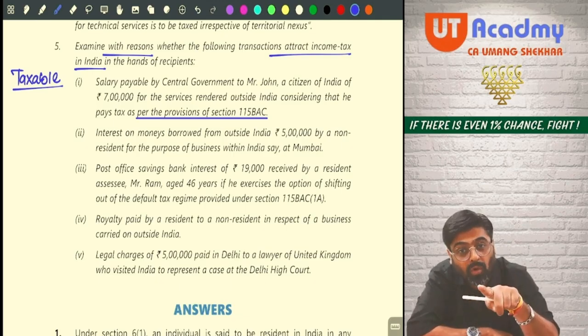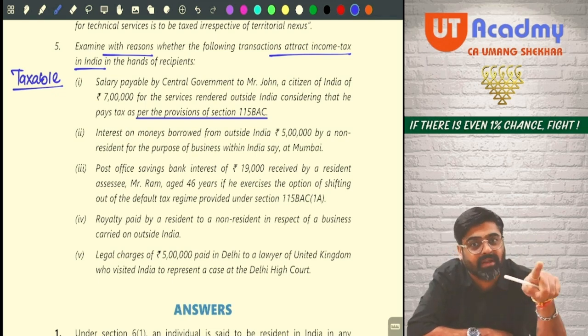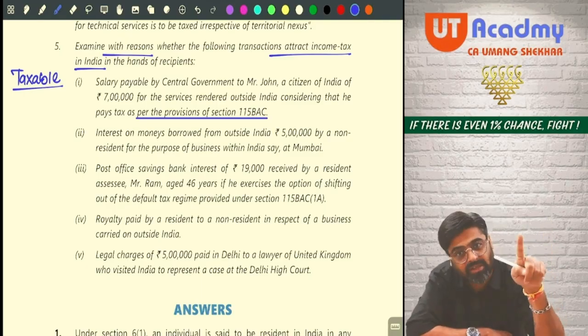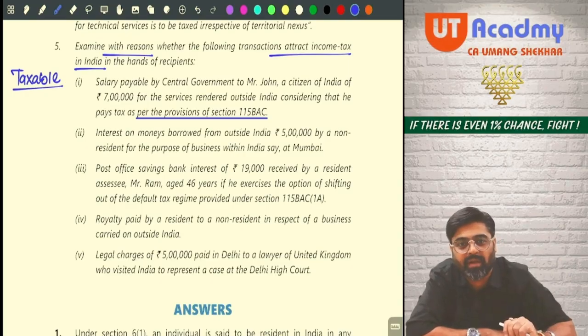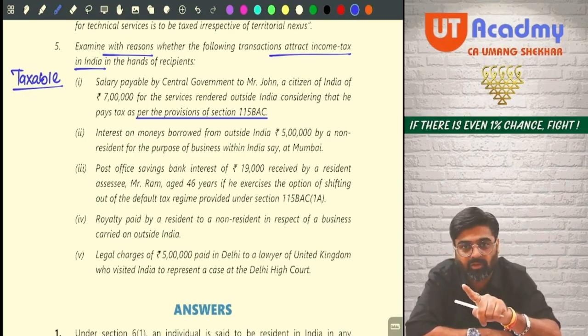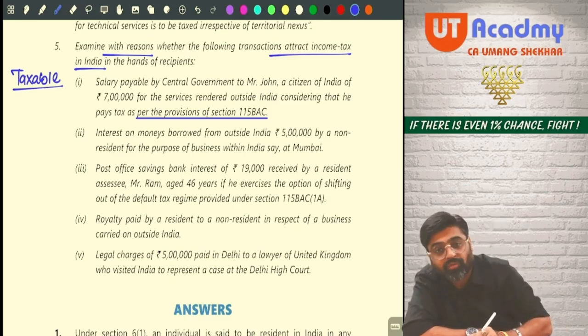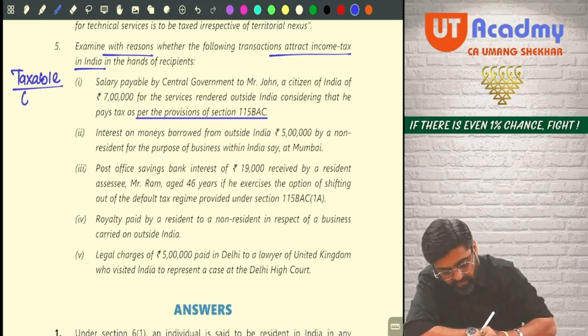So how much will be the standard deduction? If you follow 115BAC, then under the head salary, your standard deduction will be 75,000. But if you don't follow 115BAC, under the salary head your standard deduction will still be there, but it will be only 50,000. So how much standard deduction will you get? 75,000, because he is following 115BAC. So out of 7 lakh, 75,000 standard deduction is taken, 6 lakh 25,000 will be the taxable income.